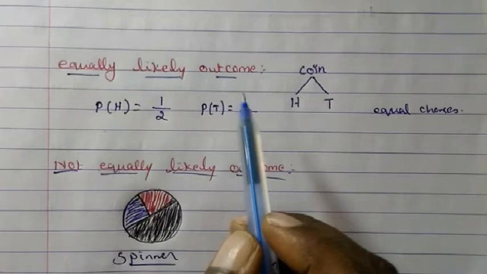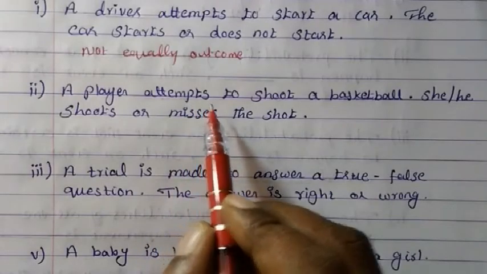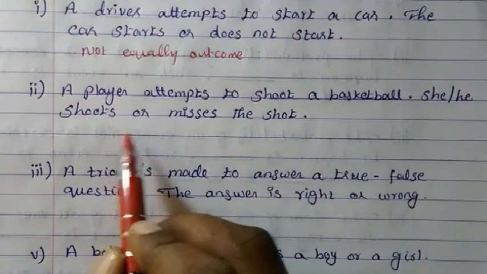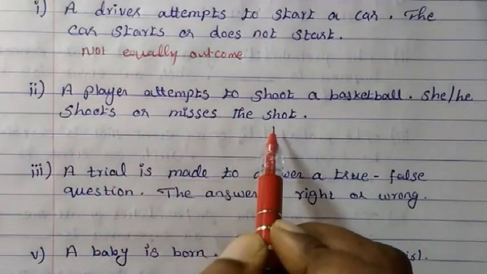Therefore, it will come under not equally likely outcome, because many reasons are there for not starting the car. So let's see now the second one. A player attempts to shoot a basketball. She or he shoots or misses the shot.